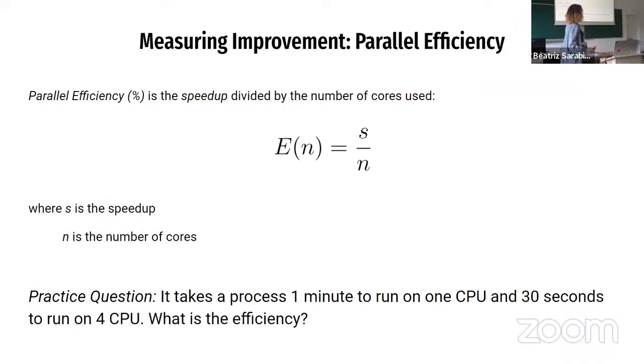Okay, so then here's the same question. If it takes 1 minute to run once on one CPU and 30 seconds to run on 4 CPUs, what's the efficiency? Yeah, so 50%, which is pretty low actually in the grand scheme of things. It means that you're using only about like 50% of the computing power that you've requested.